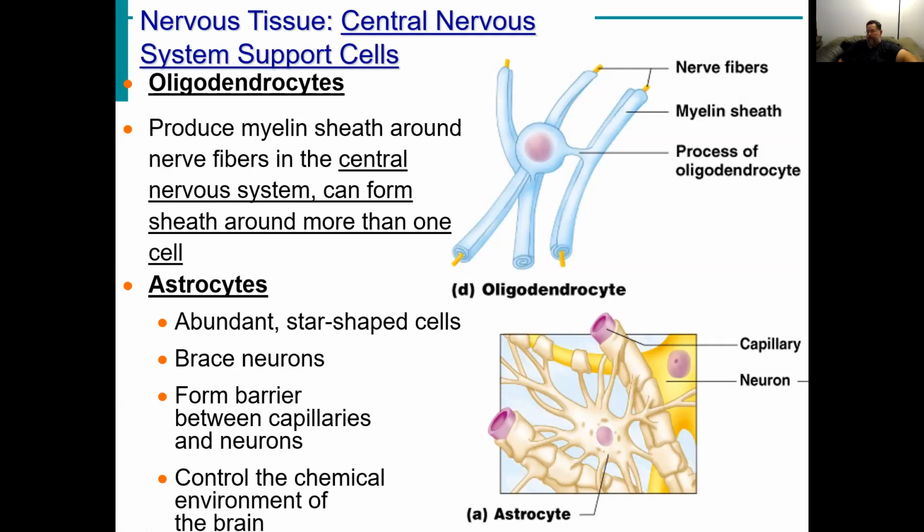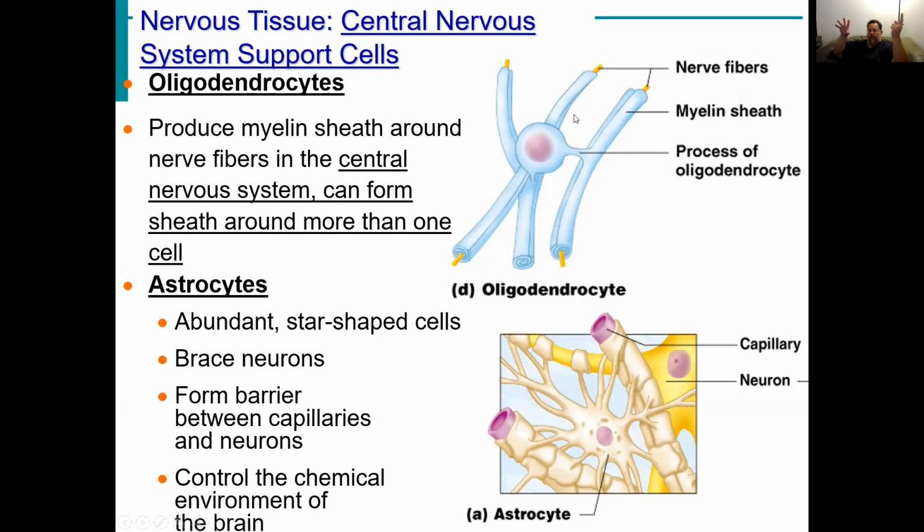Obviously, the blood-brain barrier doesn't keep all toxins out. We know, for instance, alcohol is not blocked, because alcohol is lipophilic. So remember, a cell membrane is made up of lipids, and alcohol can cross that lipid barrier easily. So again, jumping back, in the peripheral nervous system, we have Schwann cells, and we have satellite cells.